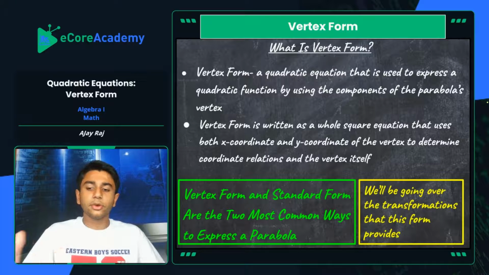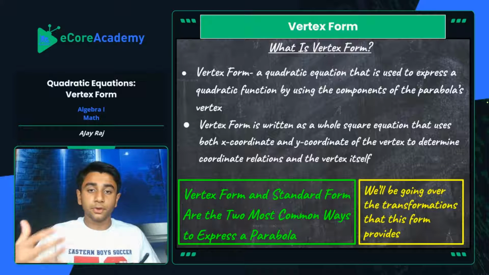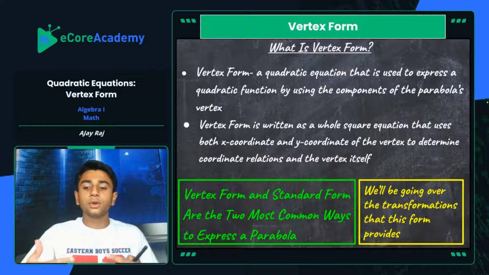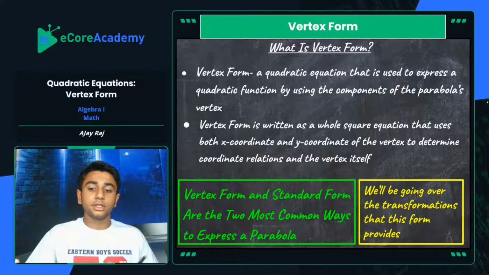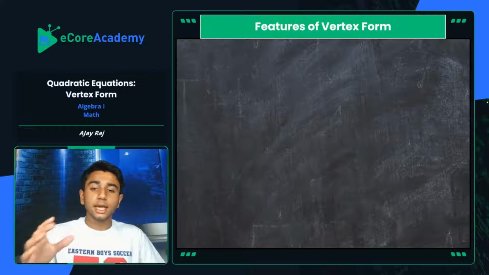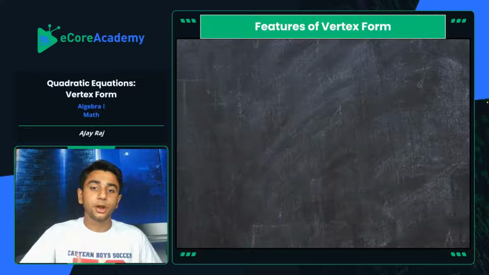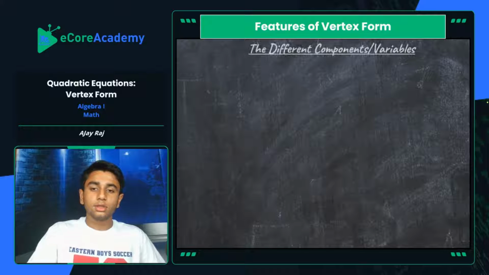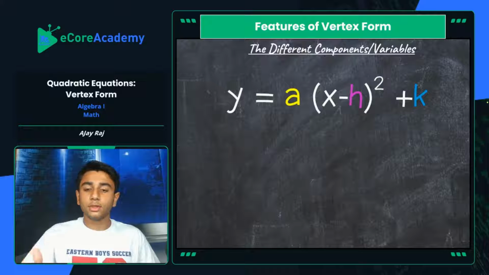So throughout this lesson, first we're going to look at what the equation is and what the different parts of the vertex form are, and then how those different parts affect the parabola itself and the overall transformations that this form provides. So now let's actually look at the vertex form itself, and we'll identify what the features are and what they represent. So what are the different components and variables of the vertex form, and how do they accurately represent the parabola? So this is the actual vertex form equation.